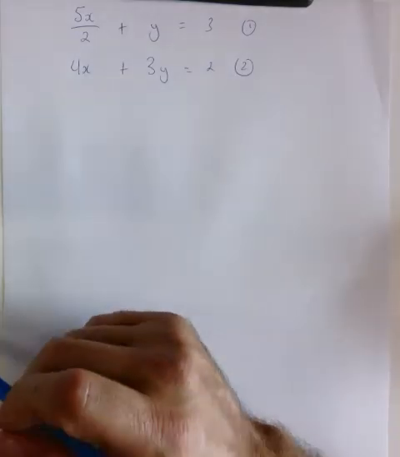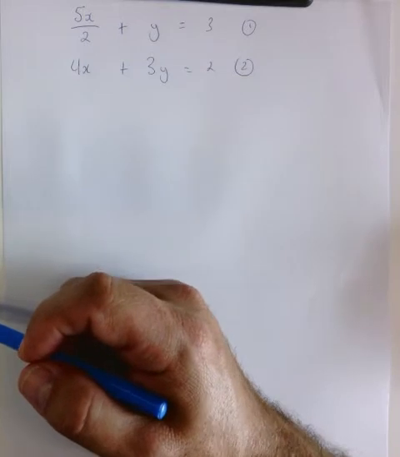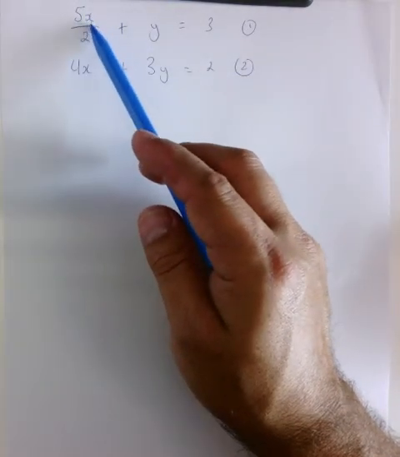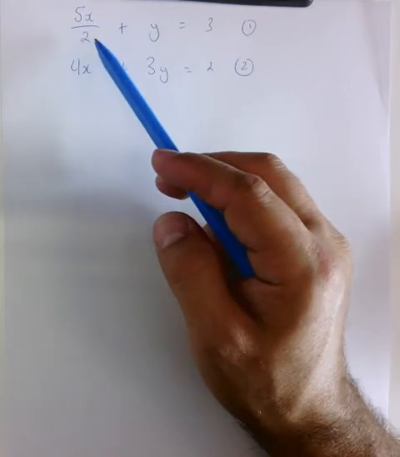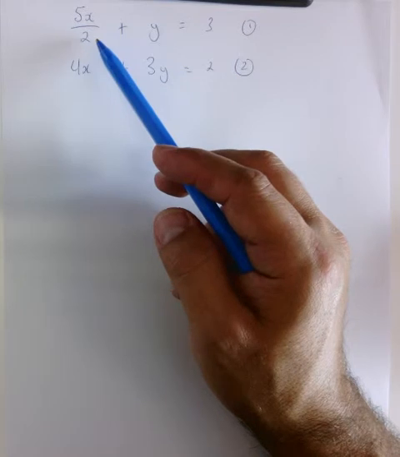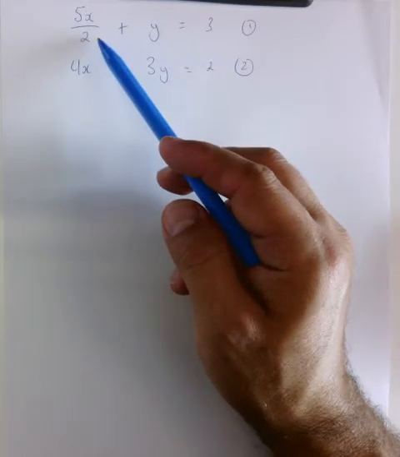Here we have two simultaneous equations that we'd like to solve. You will notice though that equation 1 has x having a fractional coefficient. Some students find that a little difficult, so I'm going to show you a way to deal with that. Probably the best thing to do is to actually get rid of the fraction.